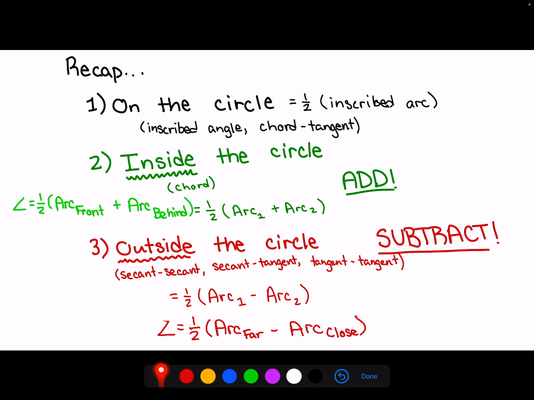Those are the three formulas that you should have near the top of those notes. So again, if we're on the circle, it's 1/2 the inscribed arc. If we're inside the circle, it's the arc in front plus the arc behind. And if we're outside the circle, it's the arc that's far away minus the arc that's close. Of course, we're taking 1/2 of both of those as well. So with that being said, let's go ahead and try out some sample problems.